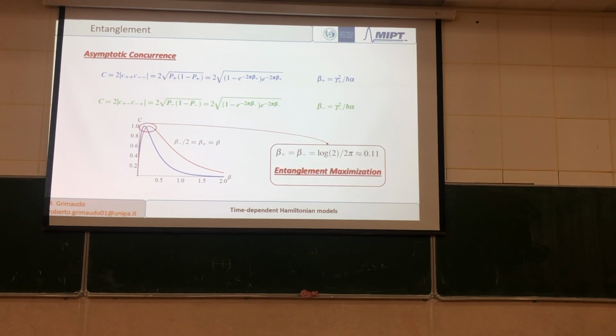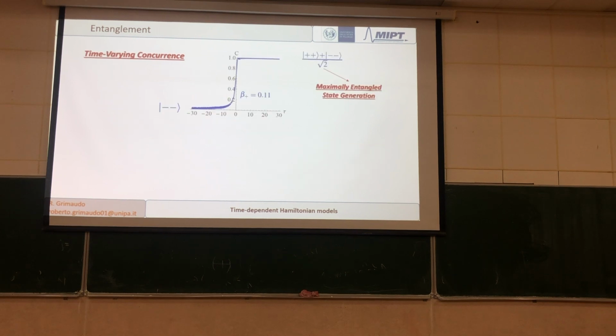This value is exactly about 0.1. So by setting the parameter beta equal to 0.1, we are able to produce the maximum possible level of entanglement between the two spins. Indeed, this is what we have proved by studying the time evolution of such an initial condition.